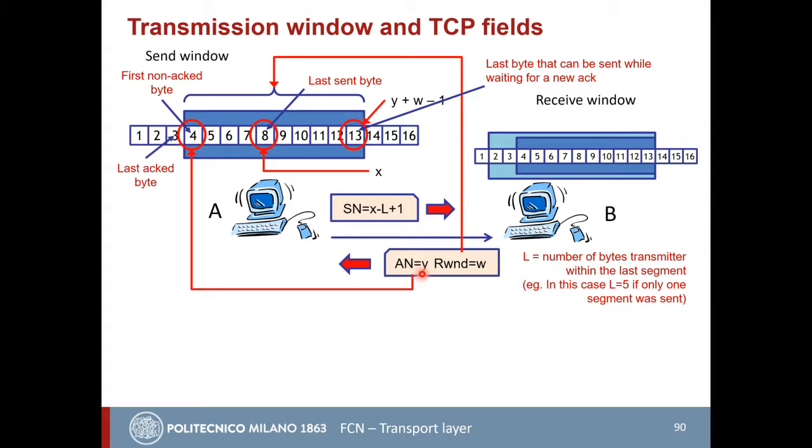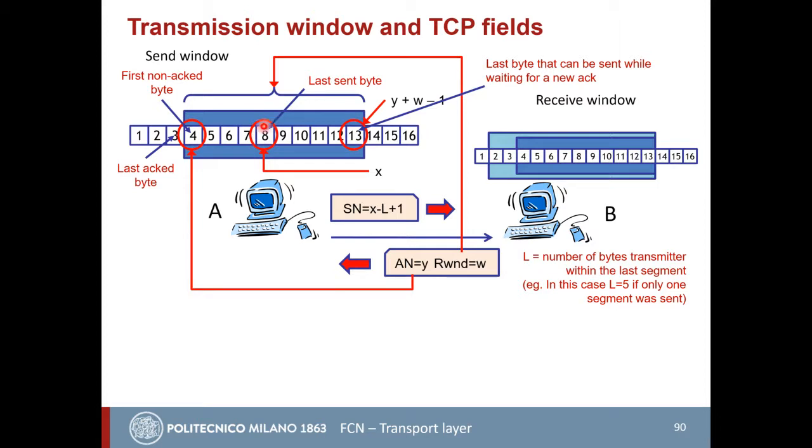Moreover, the current size of the window is set to the w parameter that has been sent in the last message that has been received. This is the receive window, w, and TCP makes the send window equal in size to the current value of the receive window, w.